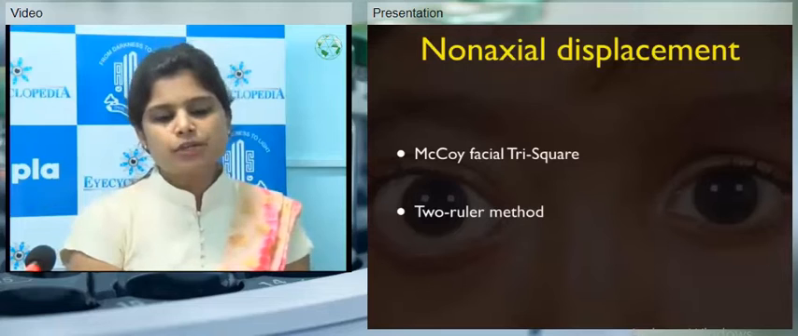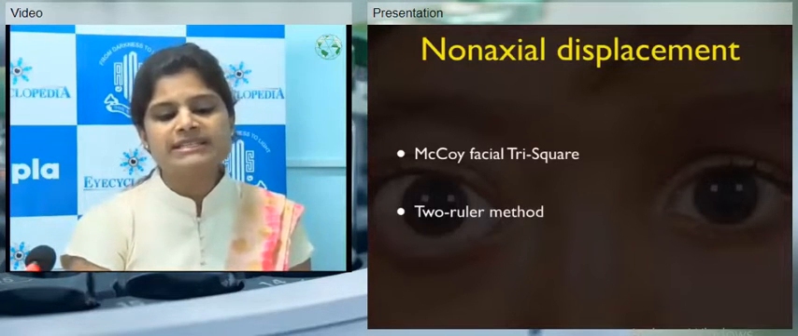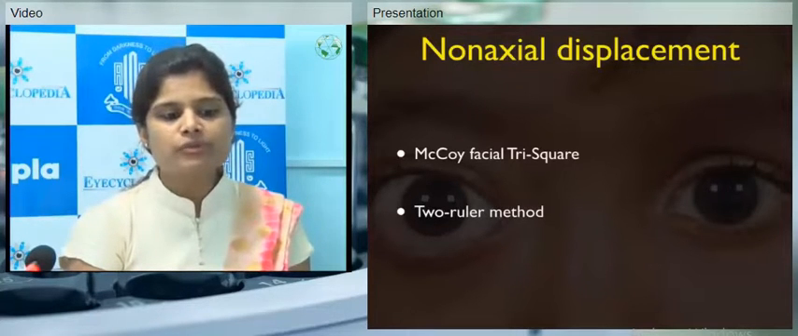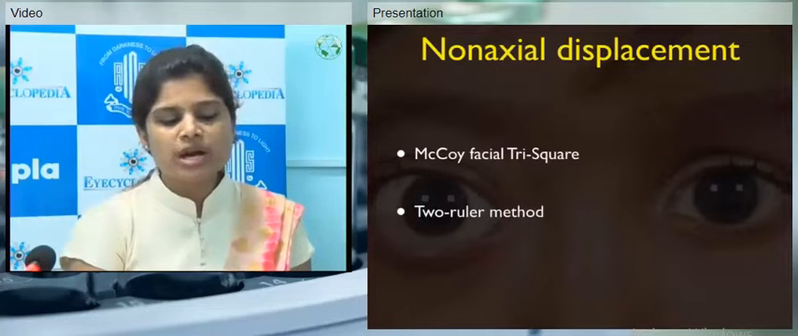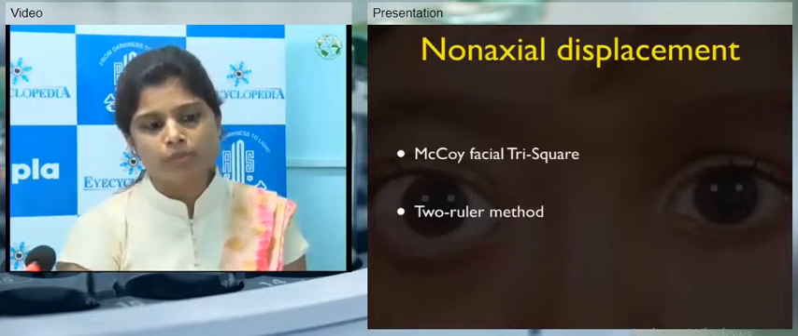Then the other adjunct tests that can be used in cases with proptosis are trans-illumination, visual acuity and refraction, tonometry, force duction test, diplopia charting, color vision, and visual field evaluation. So these are all the adjunct tests that should be done in a case of proptosis.